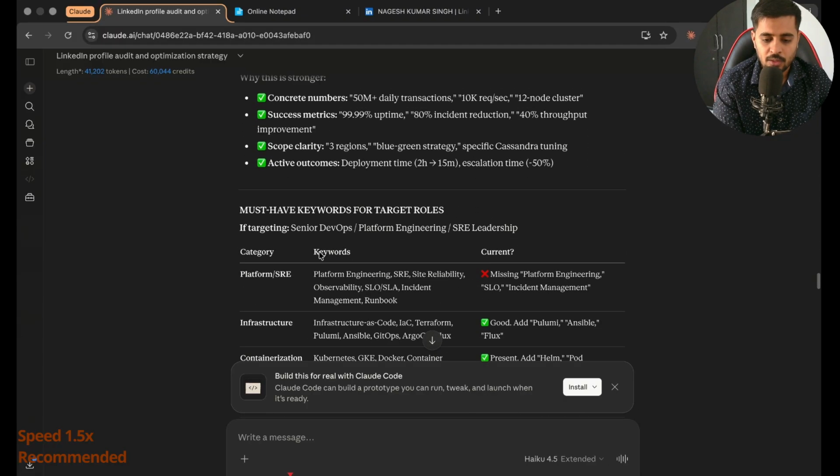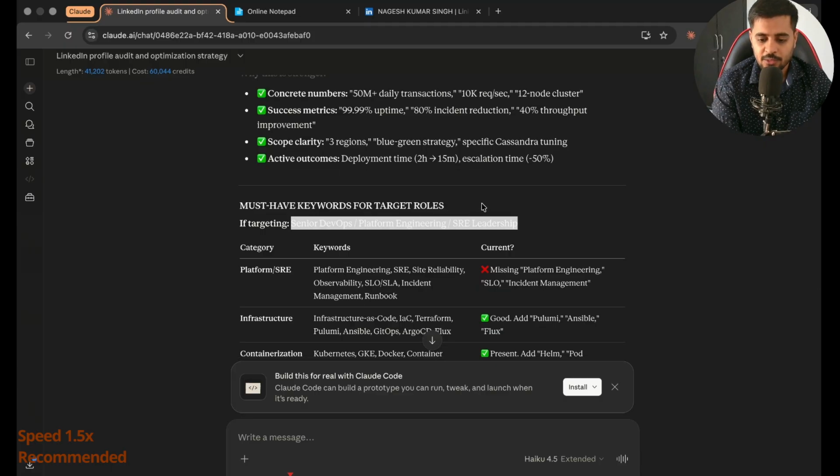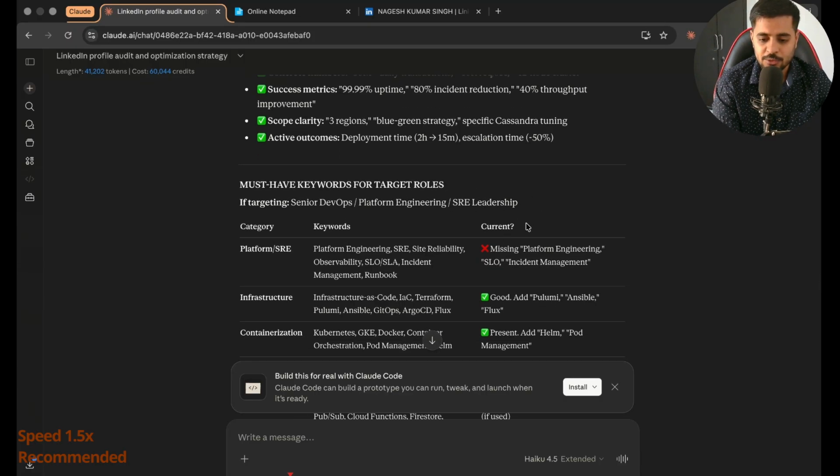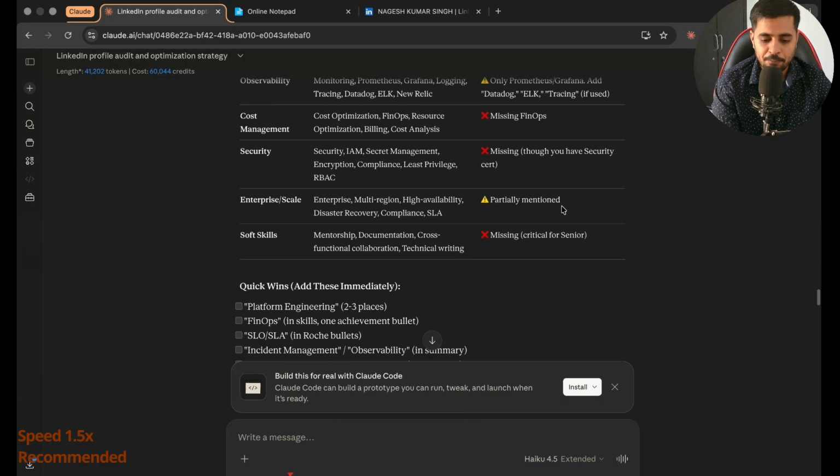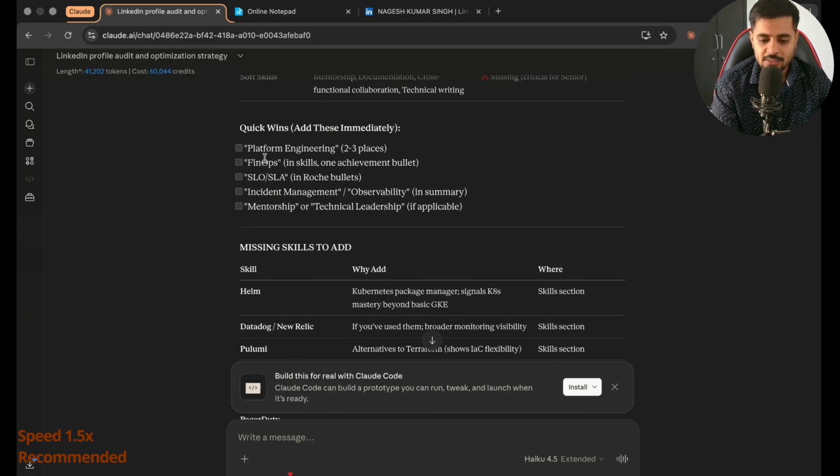Okay, so must-have keywords for target roles. These are the keywords you need to add for ATS. LinkedIn will order your profile as per the keywords you have added in your profile. Okay, quick wins. Okay, great.